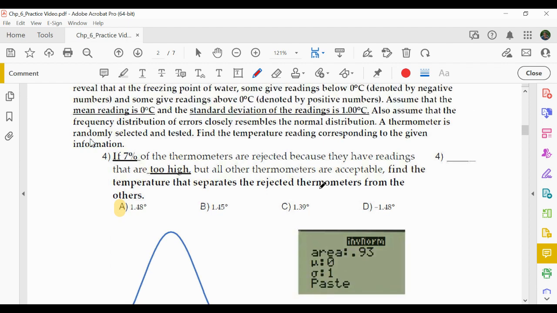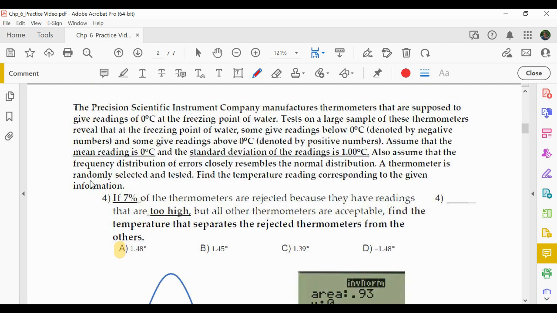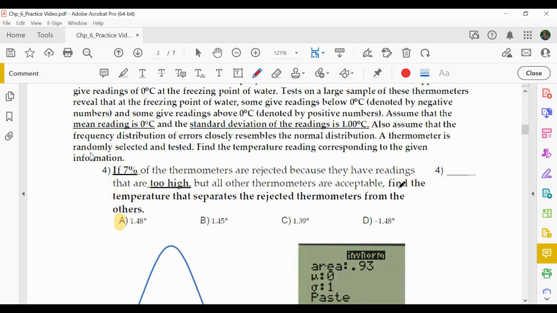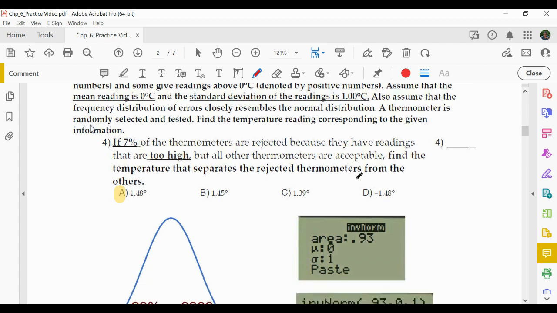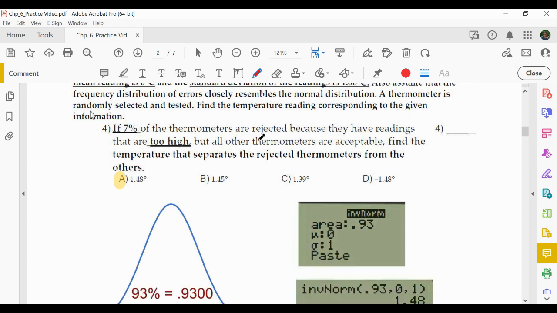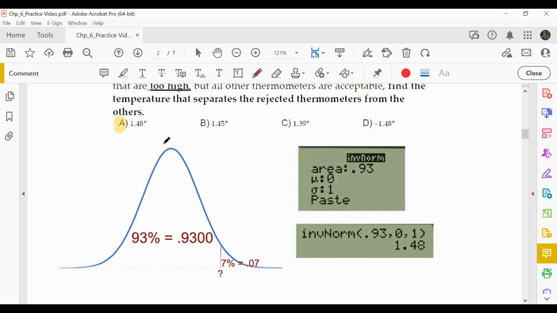All right, number 7, here again, standard normal. He's talking about this precision instrument company. We've probably seen this in one of the homework assignments. If 7% of the thermometers are rejected because they have readings that are too high, readings that are high are always going to be to the right, bigger numbers. If it was too low, it'd be to the left. So this is the score we're looking for.